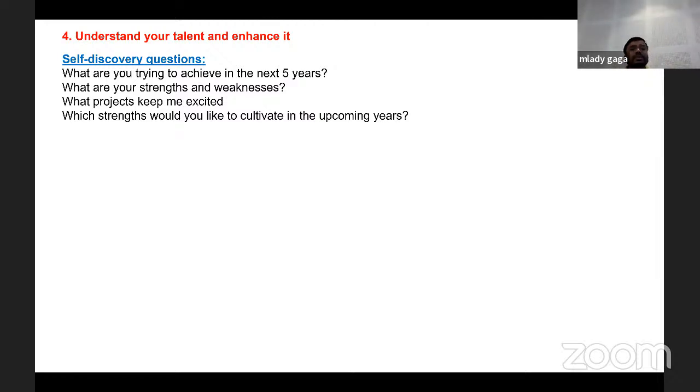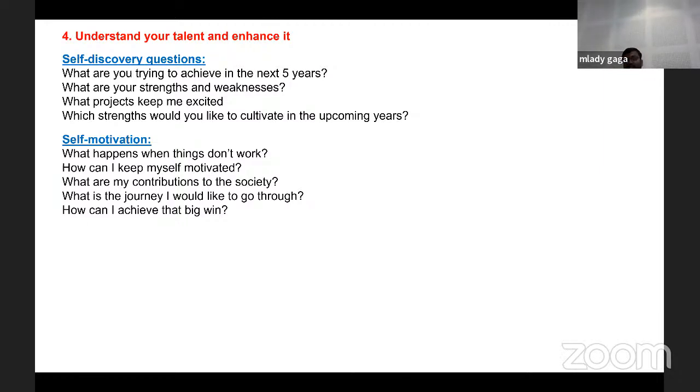Which strength would you like to cultivate in the upcoming year? Like I said, okay, I am a biochemist, I'm a molecular biologist, I know about this technique. Next I want to learn something about spectroscopy techniques or microscopy techniques or whatever. So this upcoming year I am going to learn that. This type of self-discovery question, like a roadmap, you must have in your head.